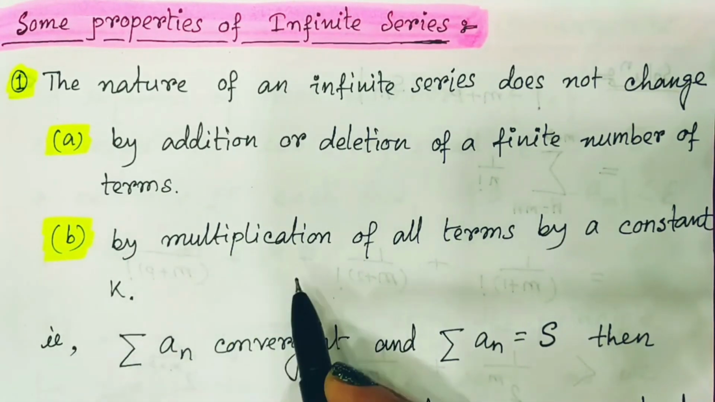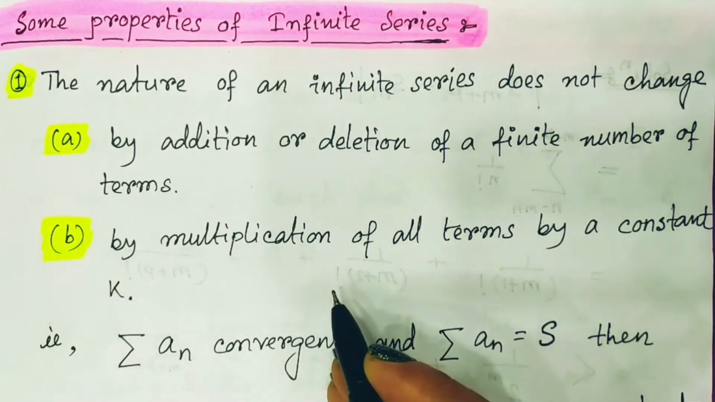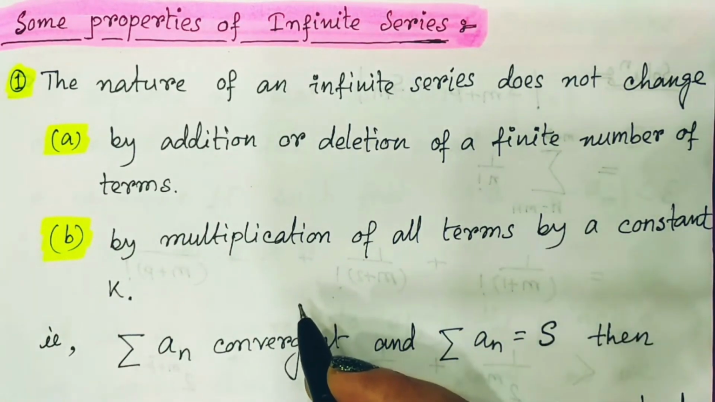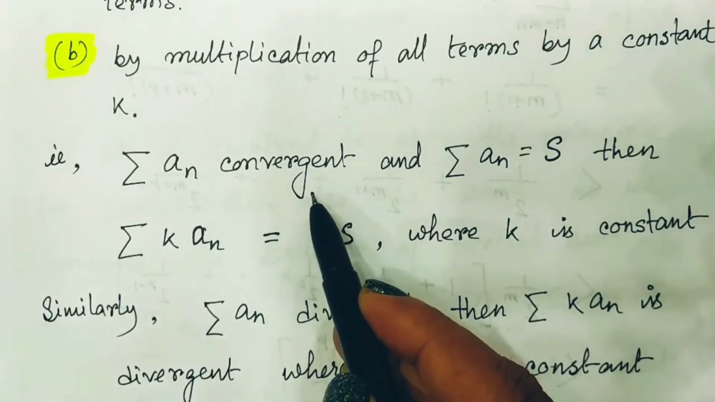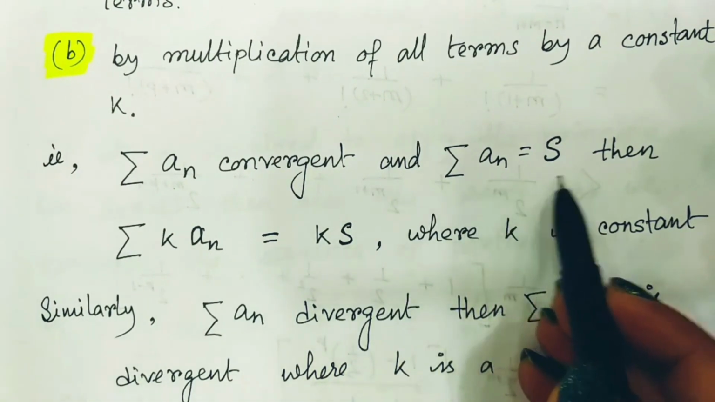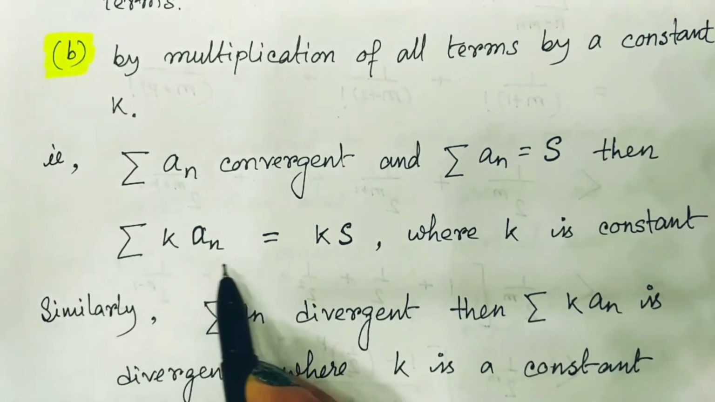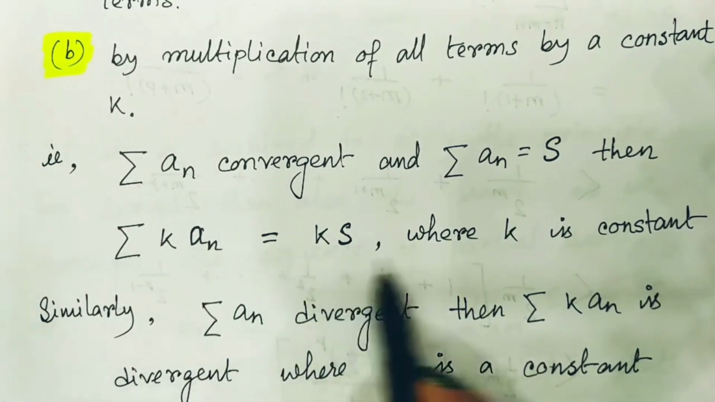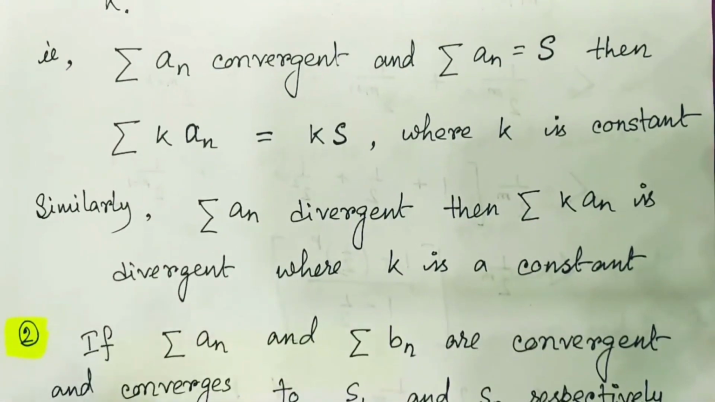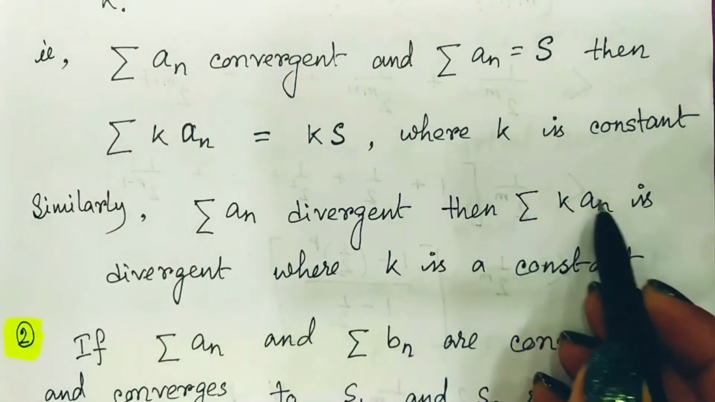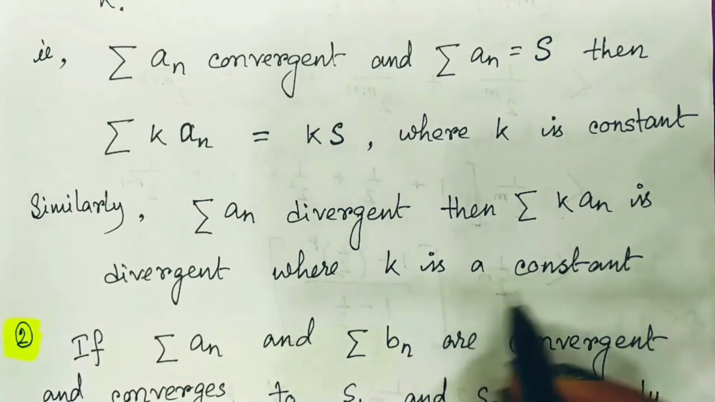Moreover, multiplication of all terms by a certain constant will not affect the property of the given series. For example, if an is a convergent series and the summation of an is equal to s, then if we multiply k with each term, it converges towards the value k times s, where k is a constant. Similarly, if it is a divergent series, then multiplying the series by k gives a series that is divergent only, whatever the constant k.